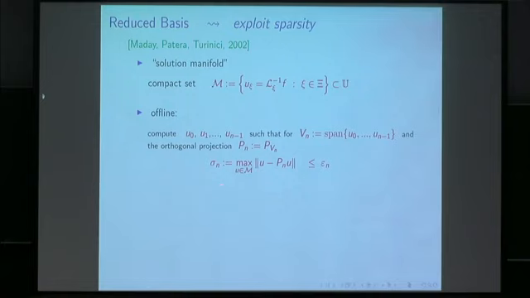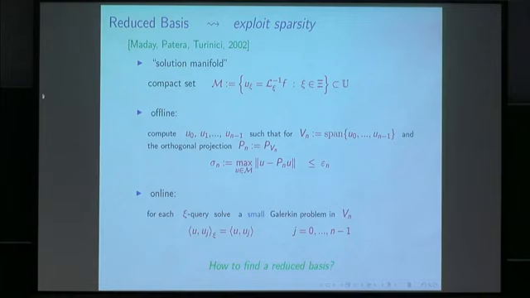Then we can introduce the orthogonal projection onto this V_n and consider sigma n as the maximum of the difference when u is in M. So this is our epsilon n, and then we can do that offline, because finding such u's is a difficult job, and then online solve a very small Galerkin problem with only n elements and find the solution of the system. This should be F here in this place. So, how to find the reduced basis?